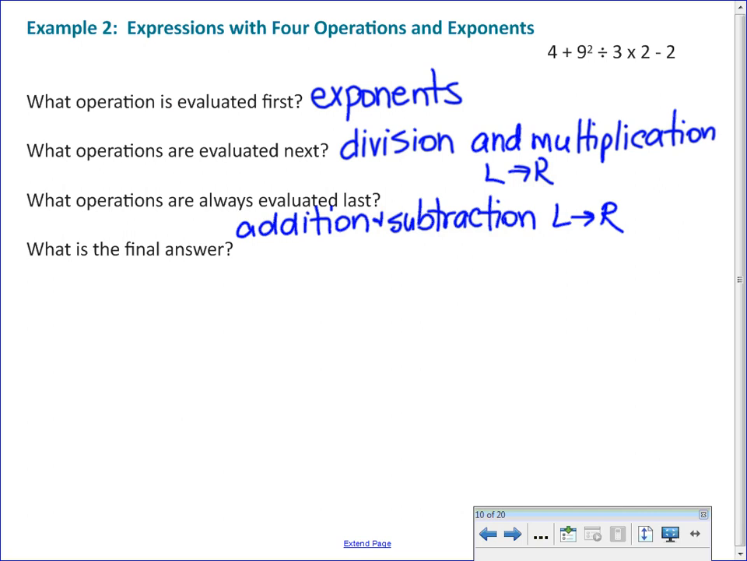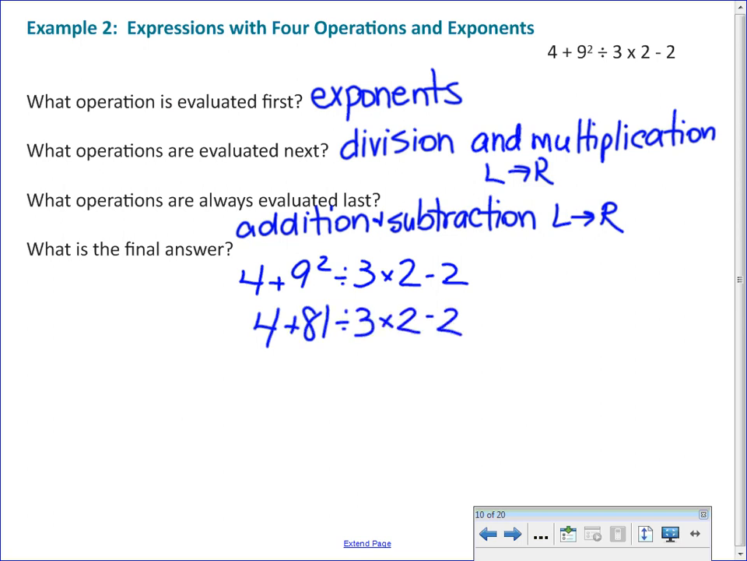So now let's find our final answer. We have 4 plus 9 squared divided by 3 times 2 minus 2. You may have to write this on the side so that you have room. On the last slide, you said that the 6 times 6 is 36. Isn't 8 times 4 32? I will go back and check that in a minute. So first, I did my exponent and got that. Everything else was brought down. Okay?